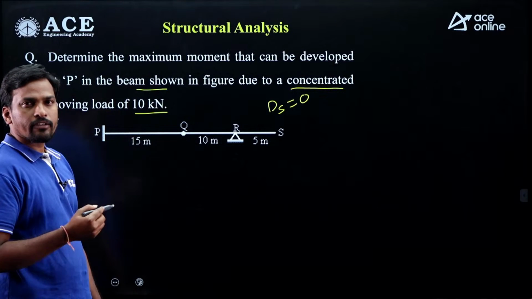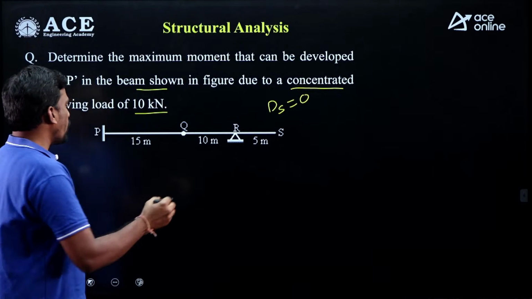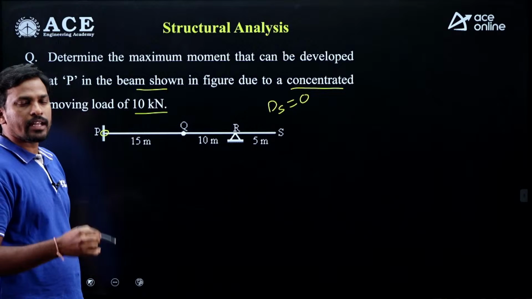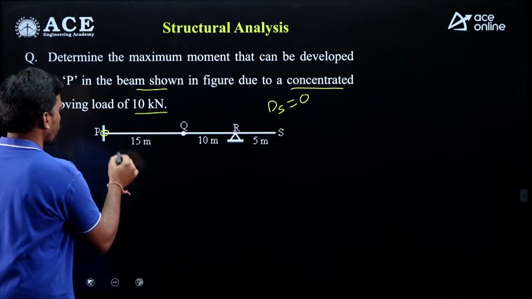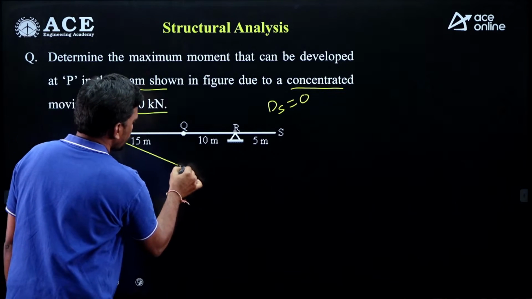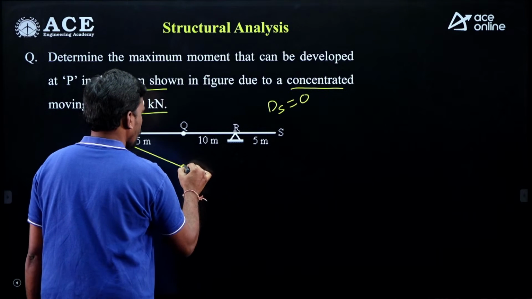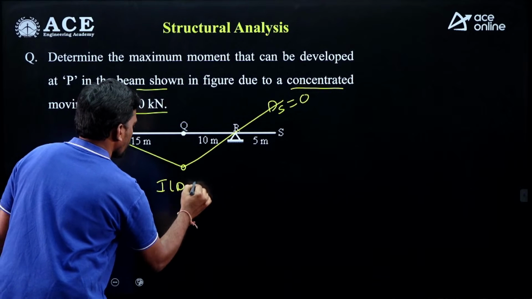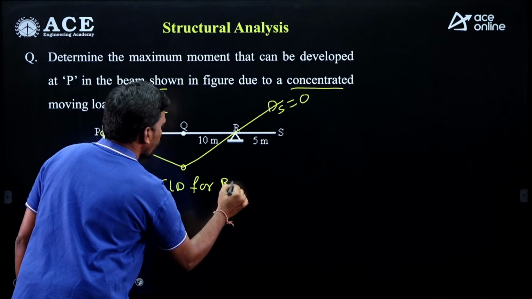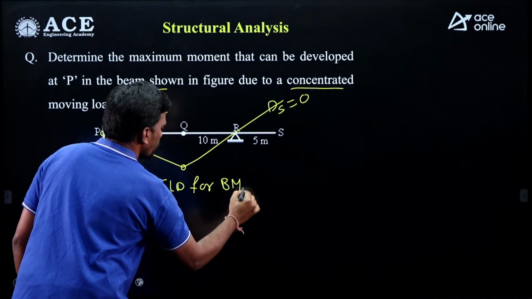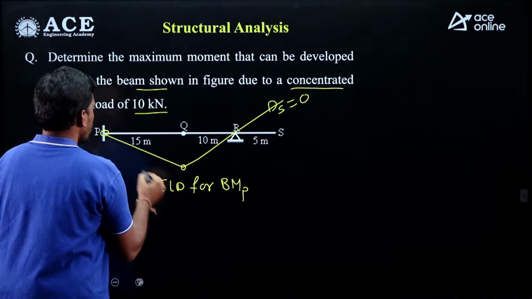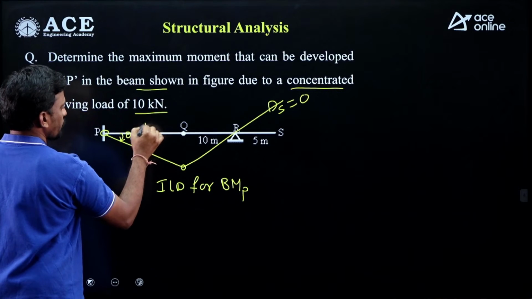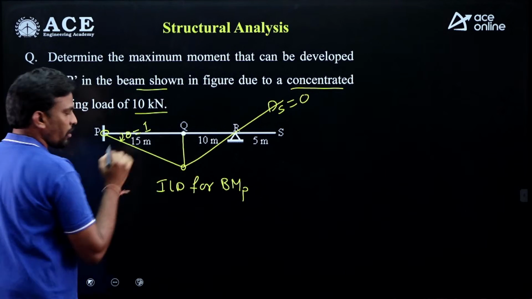So to draw ILD for bending moment at the fixed support, assume an imaginary hinge at the fixed support. It means we are releasing moment at the fixed support. Okay. So we'll get the ILD for bending moment at the fixed support, that is at P. Okay. So here the slope is always 1. Then next we have to find this ordinate.